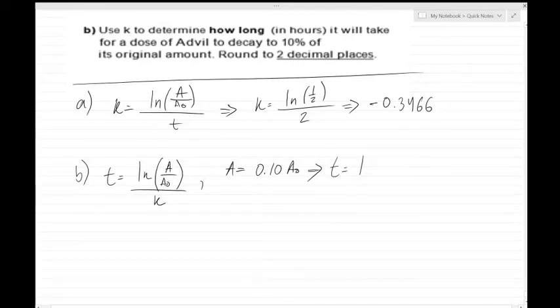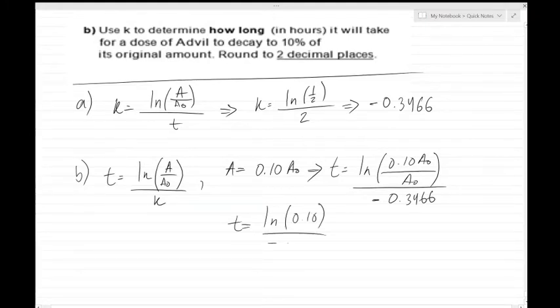Plug that into the formula. T is equal to ln of 0.10 A sub 0 all over A sub 0, divided by the K value that we found in the previous part. So T will be ln of 0.10 divided by negative 0.3466. Let's see. And we get about 6.64 hours. That's how long it takes for the dose of Advil to decay to 10%. After about 6 hours, there will only be 10% of however much Advil you took.